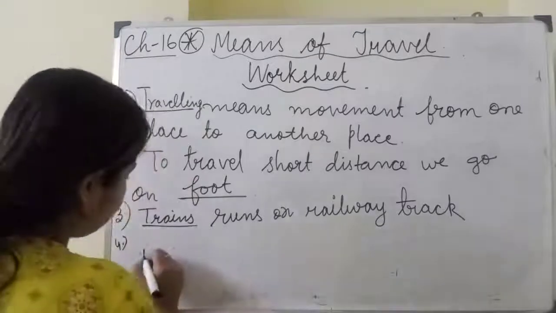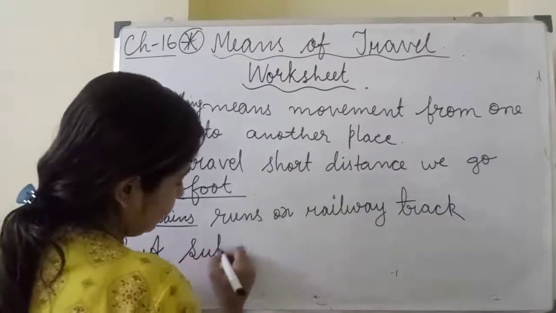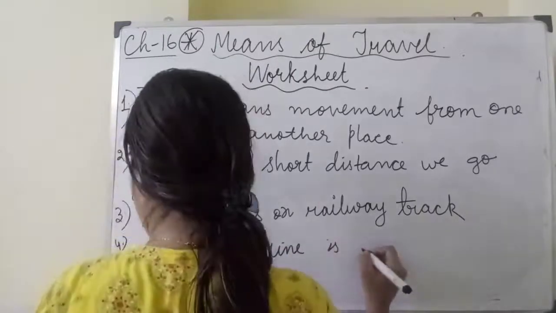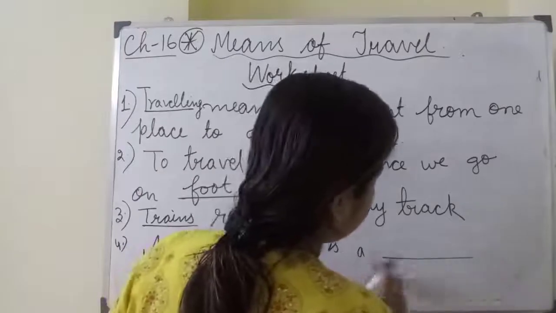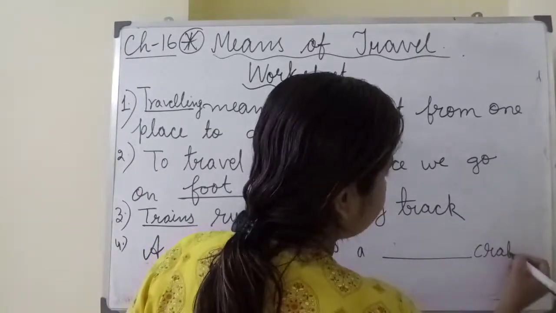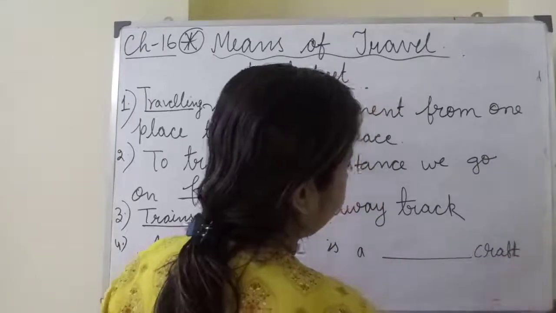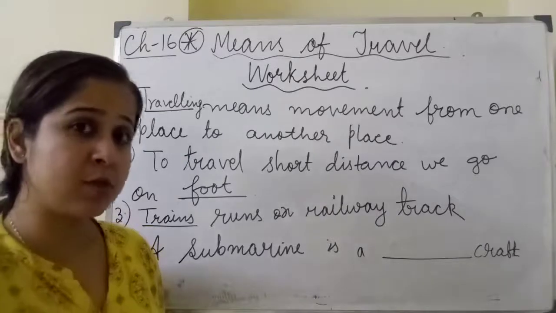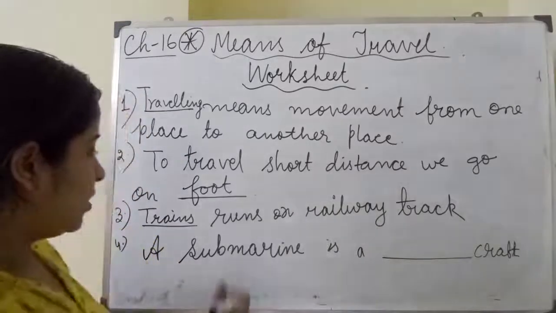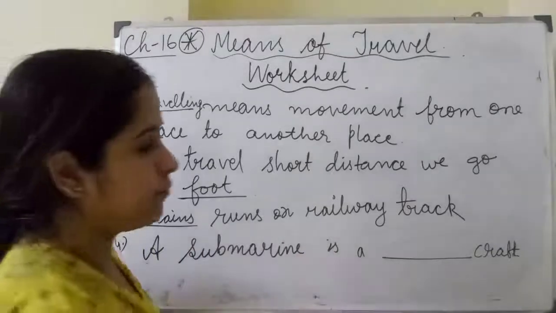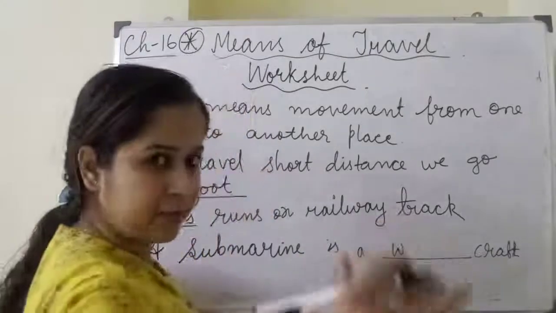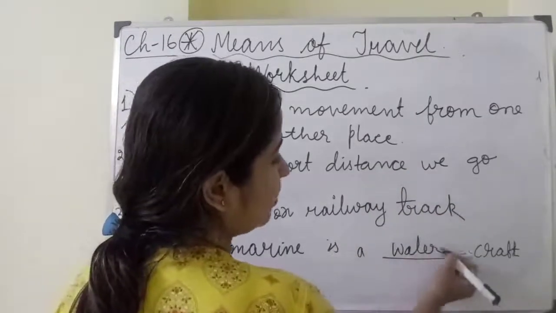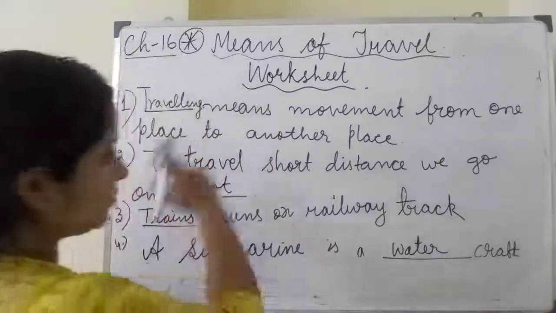Fourth is submarine is a dash craft. Yes. What is a submarine? A submarine is a kind of waterway vehicle which goes deep inside the sea level. Fine. And the submarine is a dash craft. What craft is it? It is related to water, traveling on the water surface, inside the water level. So it is a water craft.